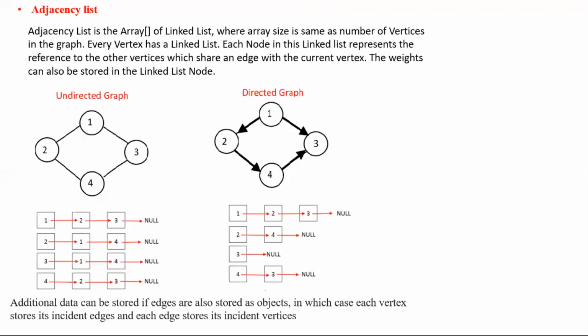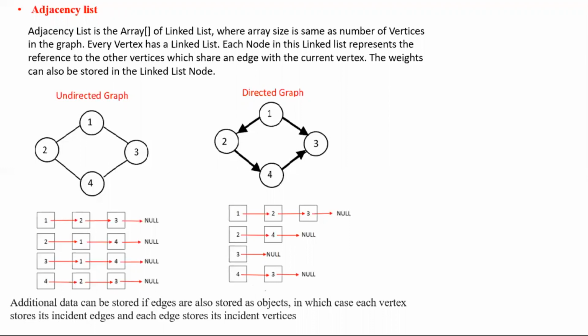Next, adjacency list. Adjacency list is an array of linked lists, where the array size is the same as the number of vertices in the graph. Here we have 4 nodes, so the size of the list is 4. Each node in the linked list represents the reference to the other vertices which share an edge with the current vertex.